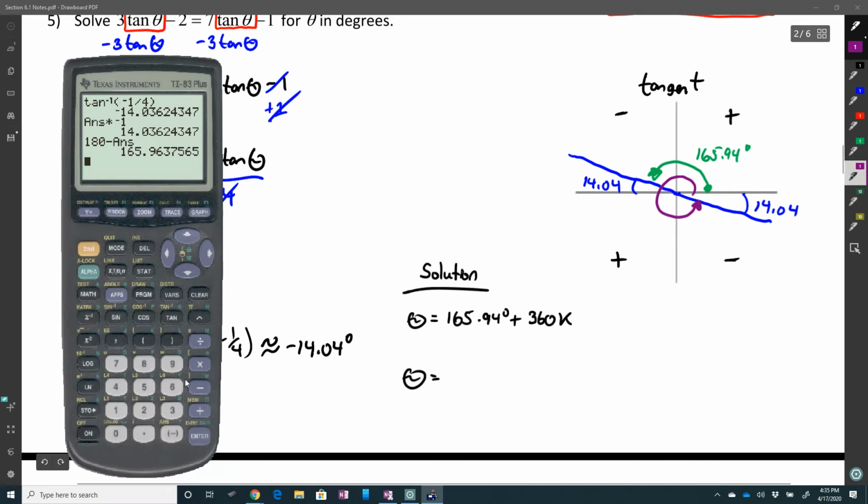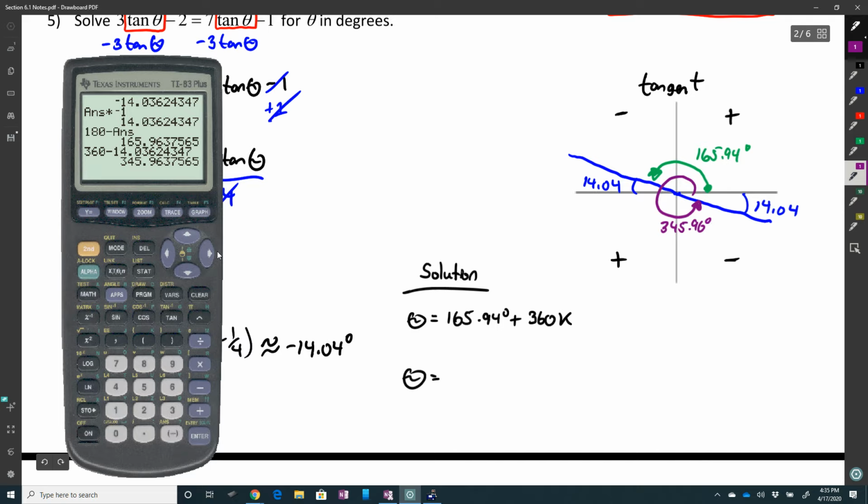degrees. And so that's going to be a full rotation minus 14. I'm just going to type in the whole thing. 0, 3, 6, 2, 4, 3, 4, 7. And so that's 345.96. Okay? And so that's 345.96 degrees plus 360K.